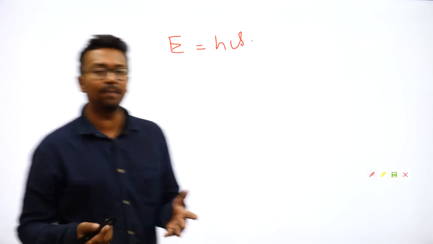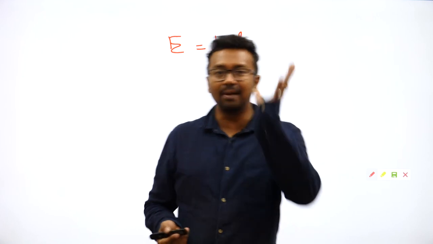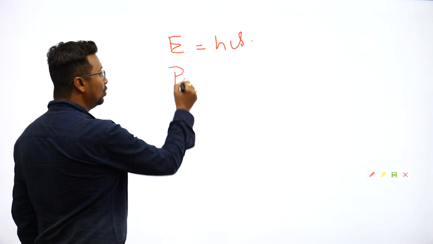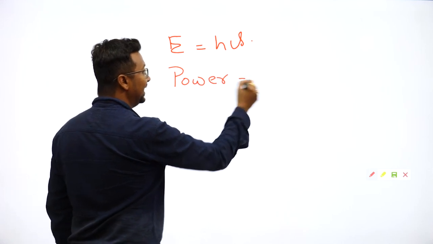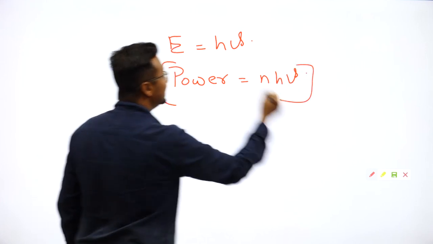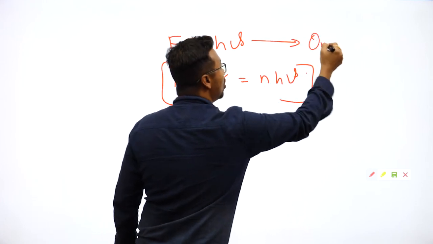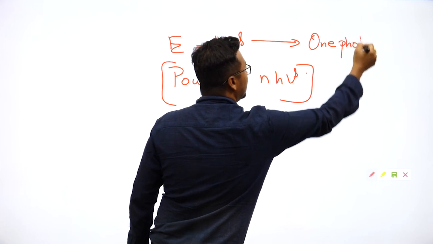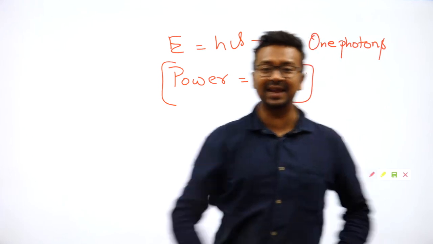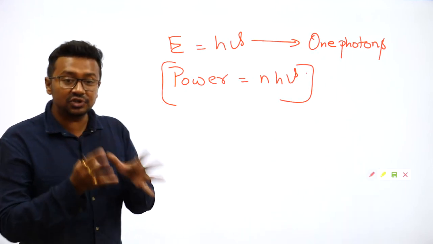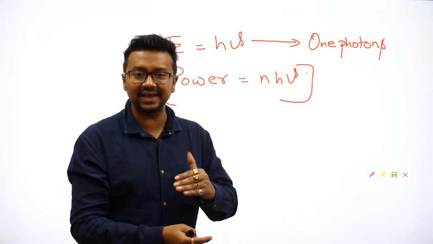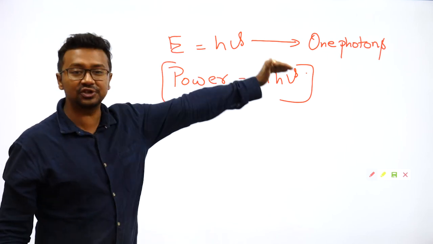And when we are talking about power, what exactly is power? The amount of energy per unit time. Again, the same concept. If you do power, it is going to be N h mu. Simple thing. This is the energy of one photon. If N number of photons are coming and striking the surface per second, then what is the total energy coming and striking the surface? N per second, total energy per second will be equal to N h into mu.